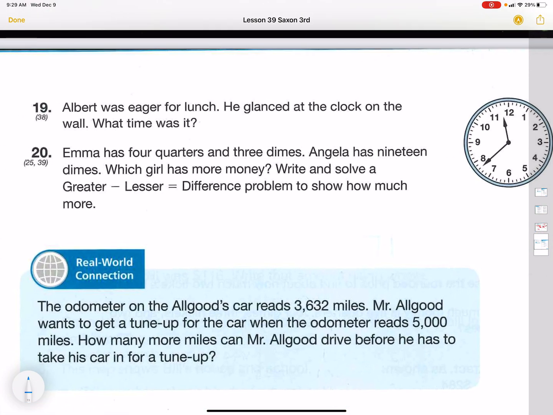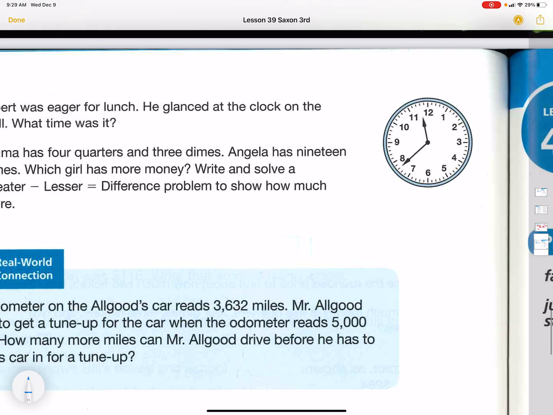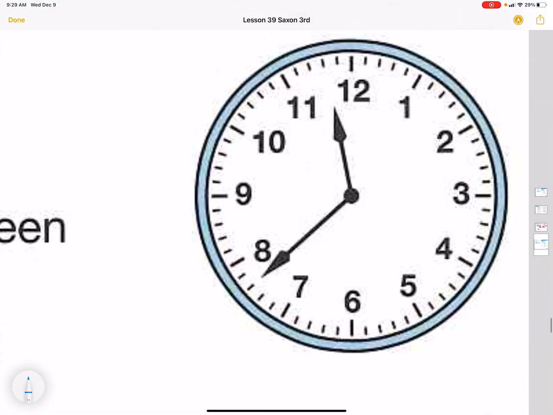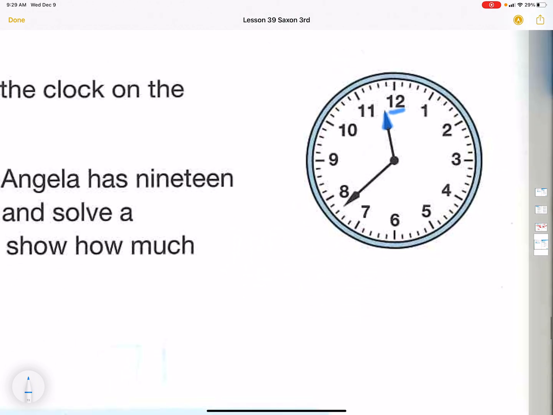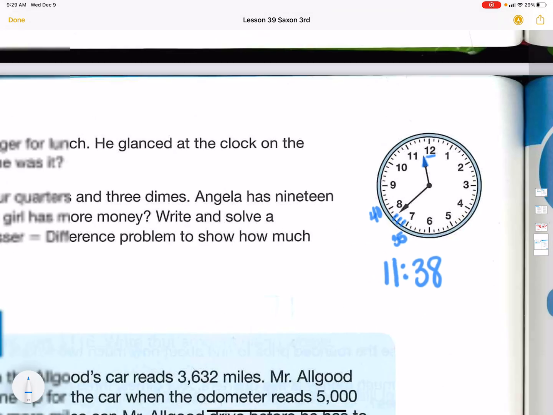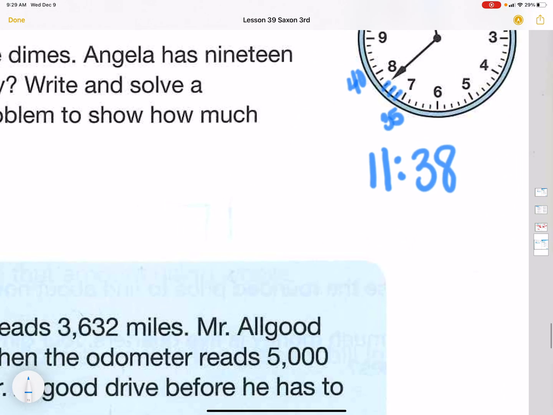Number 19, Albert was eager for lunch. He glanced at the clock on the wall. What time was it? I will do this one with you because we haven't talked a lot about telling time to the nearest minute. Here we have the hour hand. It is not yet 12, so it is still 11. It is not yet 40. It's between 35 and 40. 35, 36, 37, 38. 11:38. It's about time for lunch. It's actually a.m.